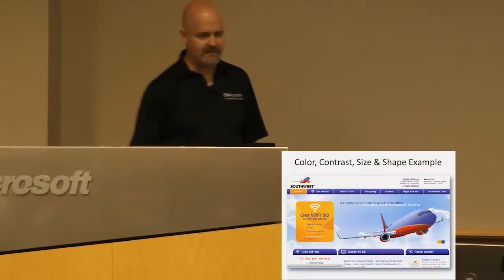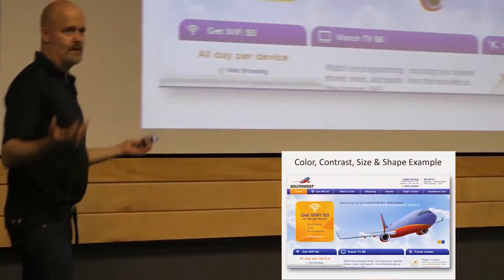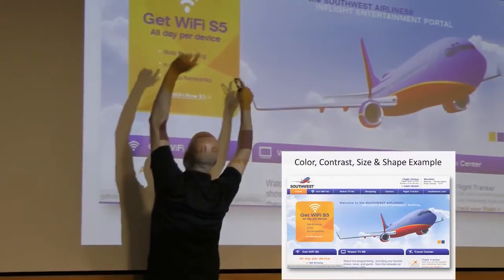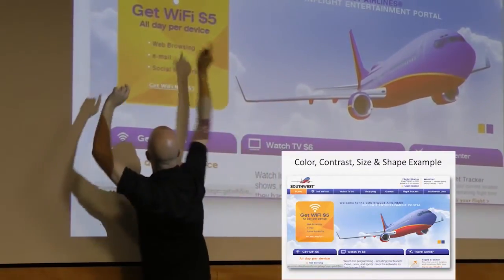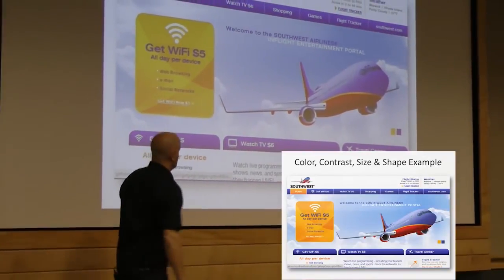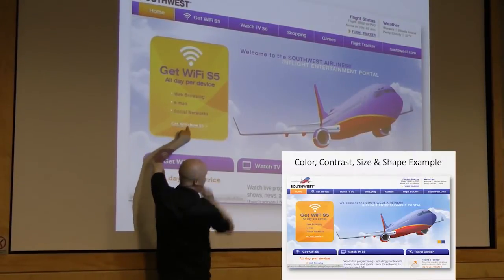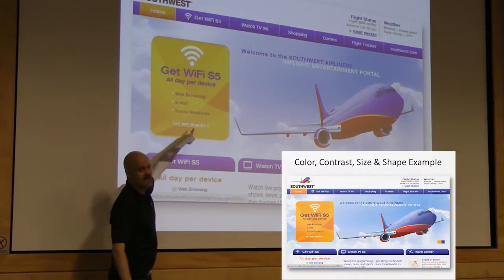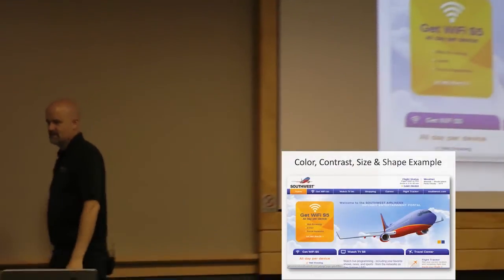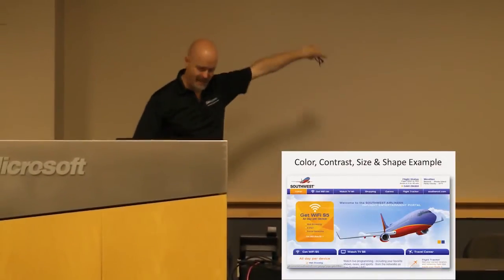All right, this is on my flight over, Southwest Airlines. So I want to get Wi-Fi. What do I click? Well, it must be this big yellow button, right? Boom, boom, boom. I really want Wi-Fi. It's only $5. Boom. Come on, Southwest. Where's my Wi-Fi? I need to click harder. Boom, boom, boom. Oh, it's this little white on yellow link. That's it? You give me this big giant thing that looks like a button and you make me click there? Oh my gosh. So that's an example of color, contrast, size, and shape in a bad direction, right?